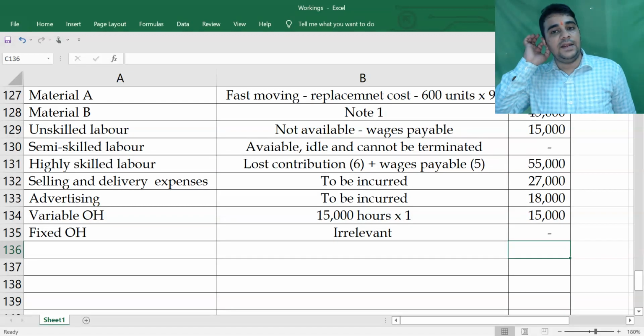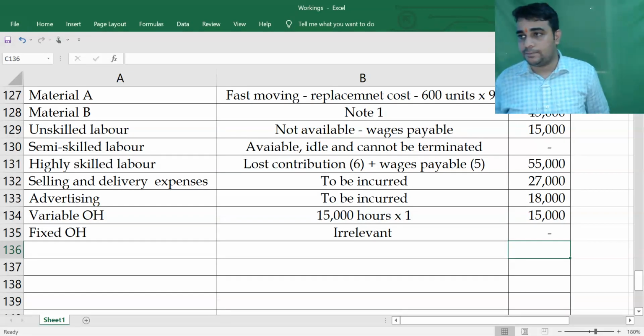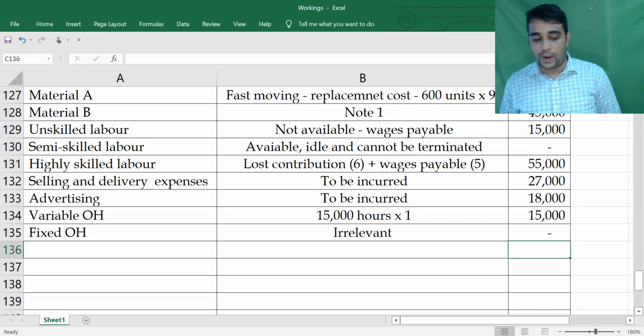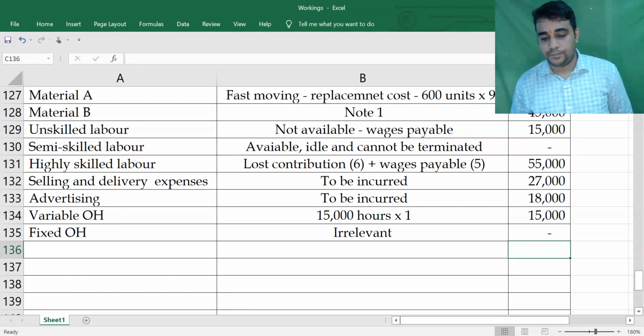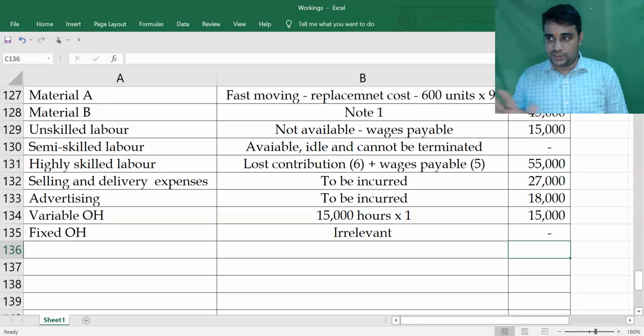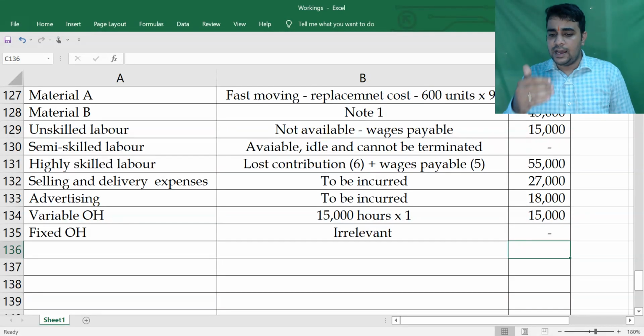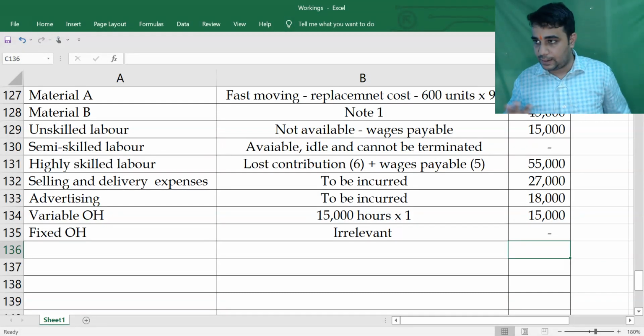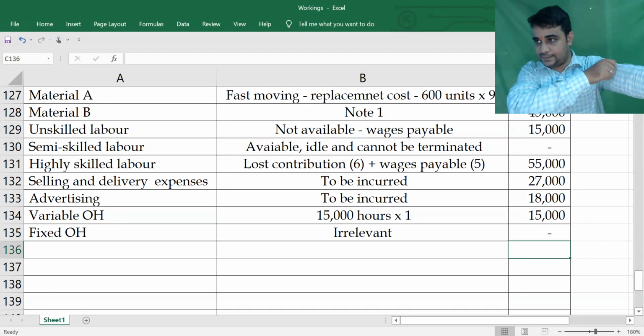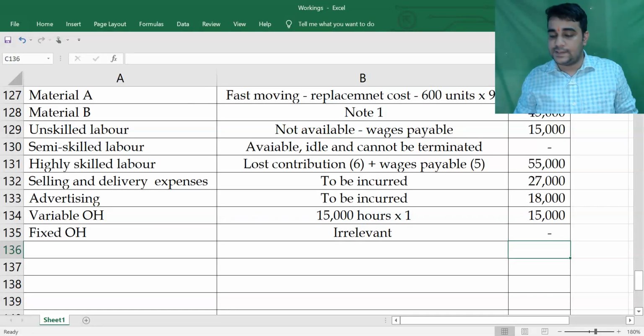If they give me extra information on fixed overhead, I can make it relevant. Variable overhead 15,000 into 1, fixed overhead nil. One more item can come in this statement. I am not going to write it now, and it's not needed the way we are analyzing it. I will explain that concept later on. The way we analyze, if you change the analysis, one more item will come here. What is that item? Why should it come? I will explain later. So fixed overhead is 0.